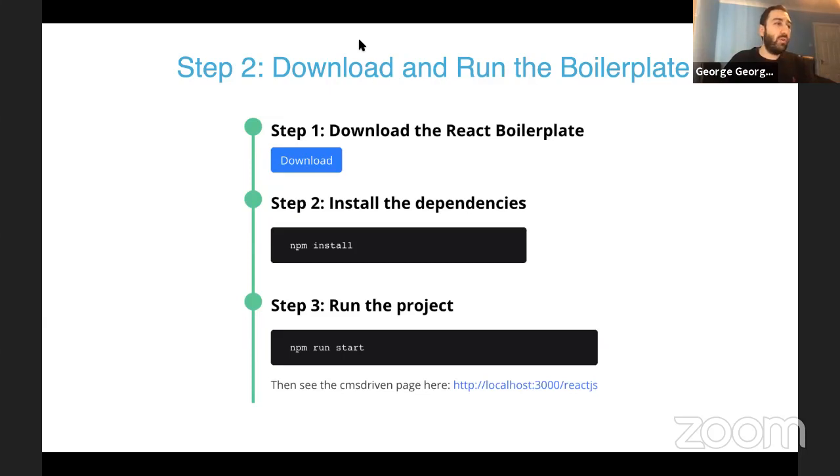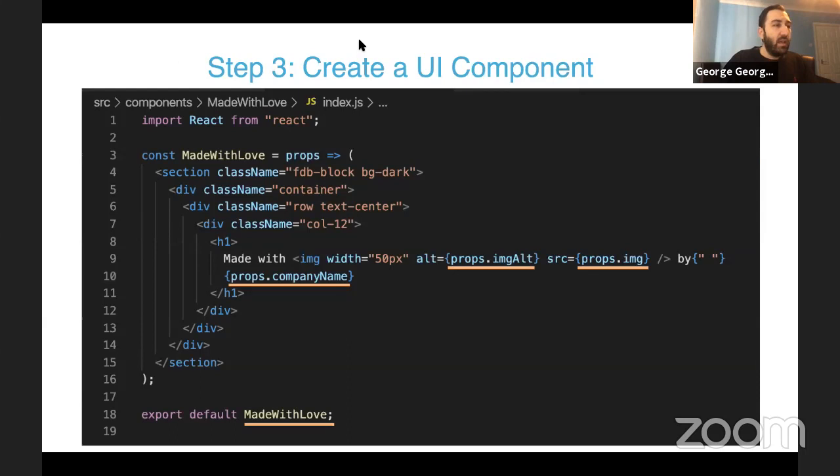You can use your own. You can use the existing code base, or you can just download a boilerplate so you can start playing. npm install, npm run start, and that's it. How do you build a UI component? The same way you were building it anyway.